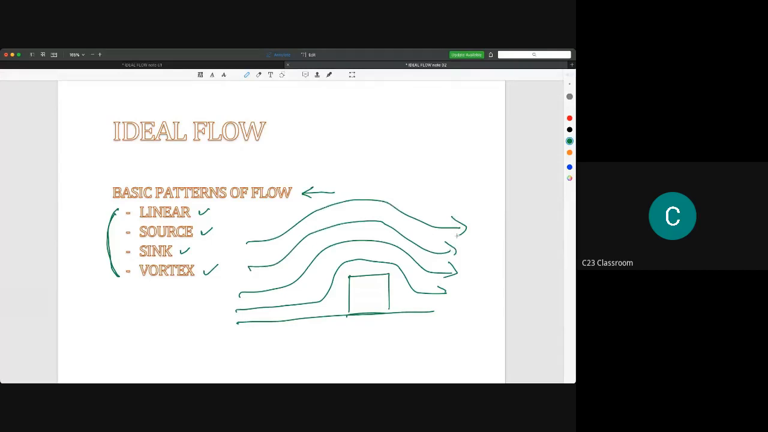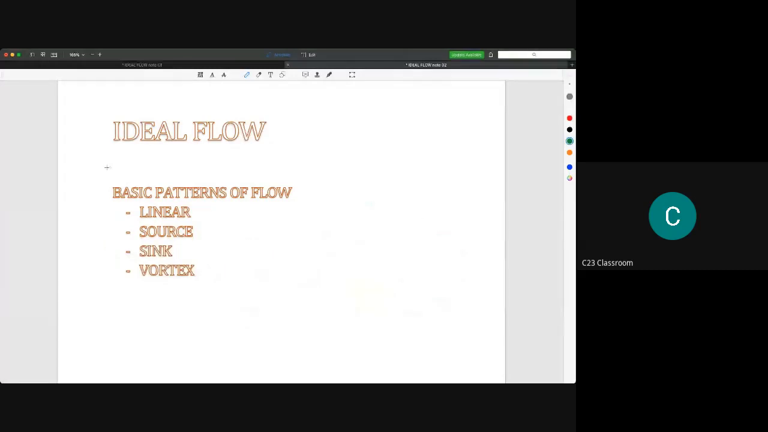However, before we learn about this, I need you to imagine that flow is actually a complex motion. It is very difficult for us to describe complex movement. To simplify that, we need to start with the basic one.